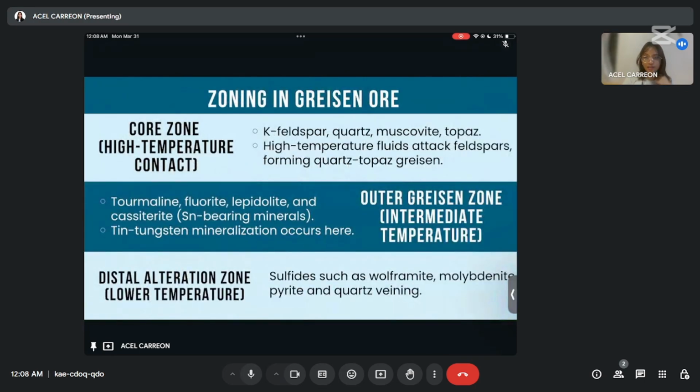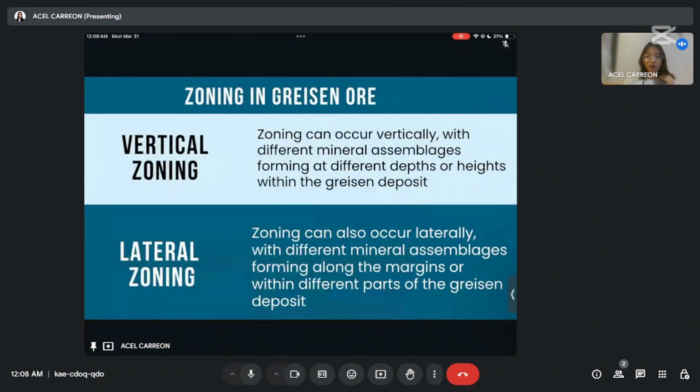This zoning can be affected by the fluid chemistry, where the composition of the hydrothermal fluids, including their temperature, pressure, and chemical content, plays a crucial role in controlling the mineral assemblages that form. It is also affected by rock permeability, where the permeability of the host rock and the pathway of fluid flow can influence the distribution of minerals.